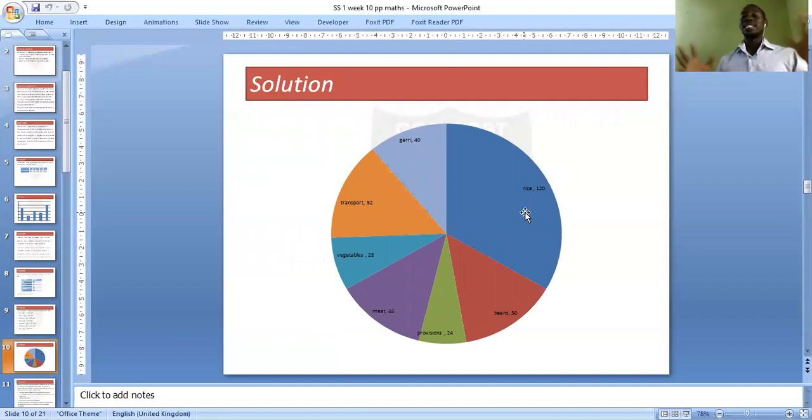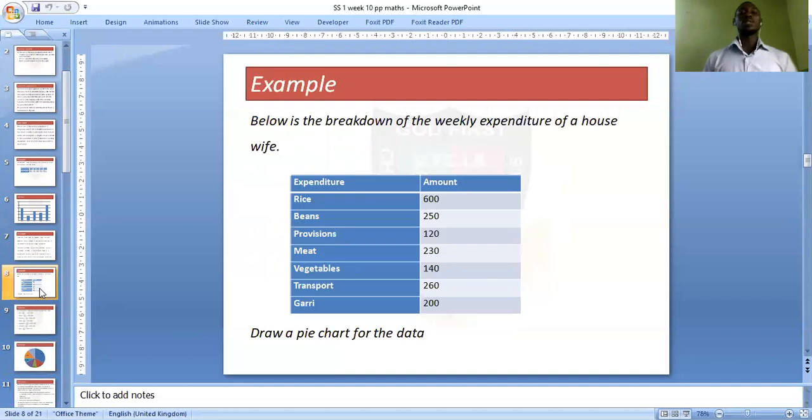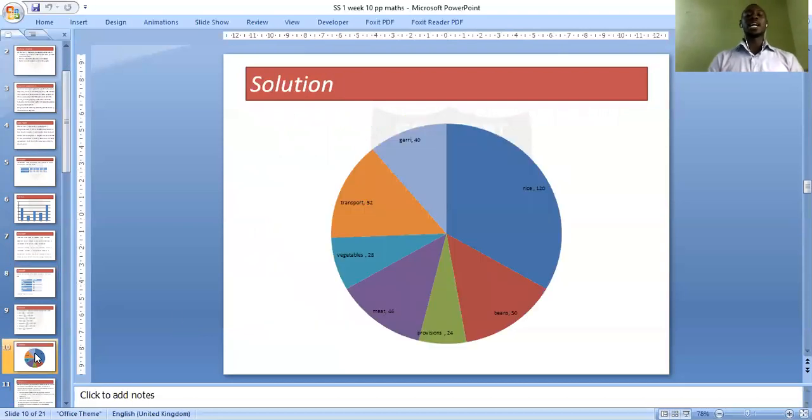I told you the size of each sector depends on the frequency. As you can see from the table, 600 is for rice, and it is the largest frequency there, so it takes the largest angle. A pie chart is just all the frequencies represented in sectors. You can easily draw the information here: rice takes the highest frequency, and the smallest frequency is the smallest proportion in size. And this is the system of the pie chart.